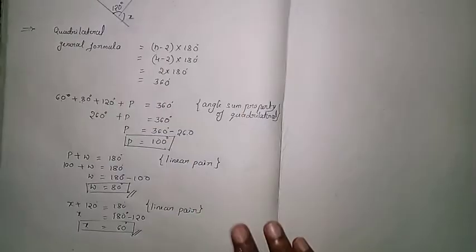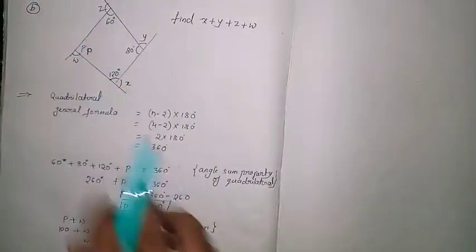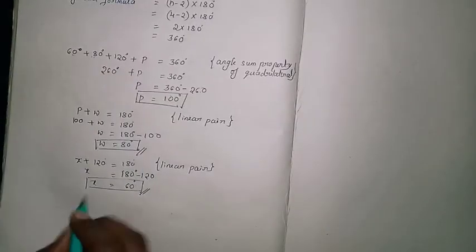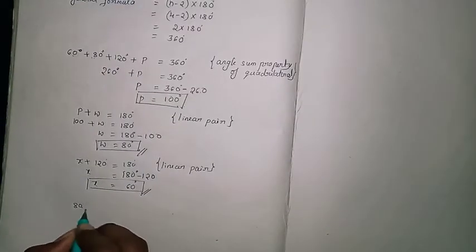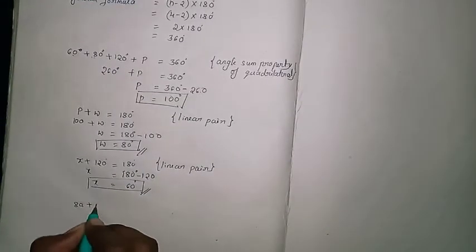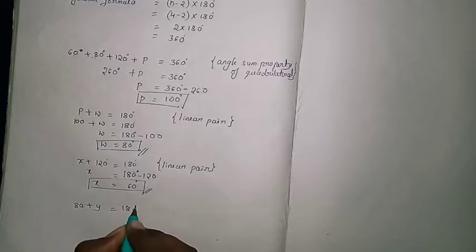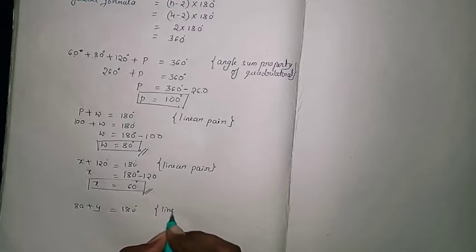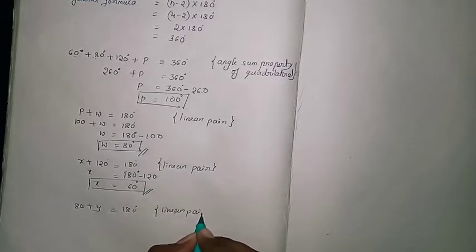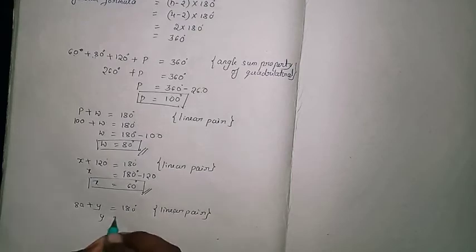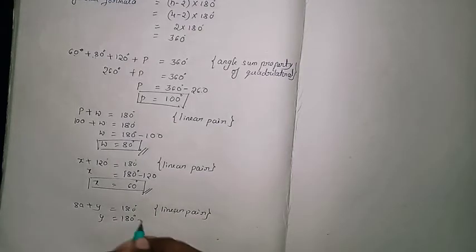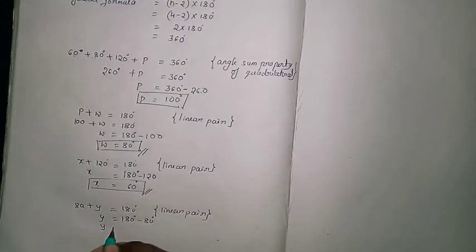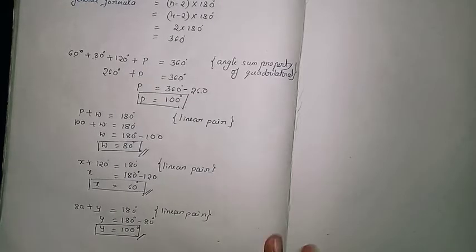Now we will go for the Y value. So it is 80 plus Y, which is equal to 180 degrees. The reason is the linear pair. So y is equal to 180 degrees minus 80. So y is equal to 100, that is the y value.